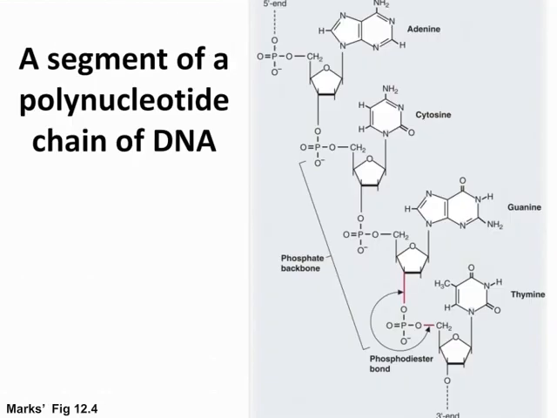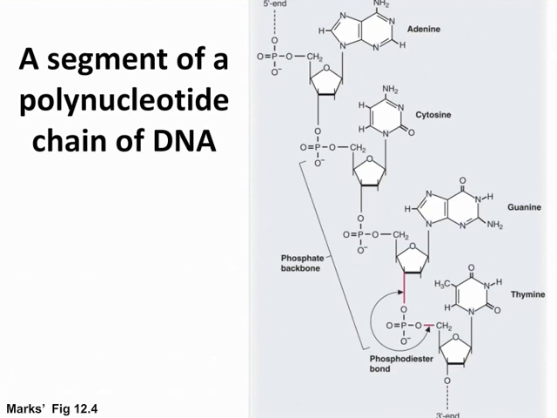So earlier we saw a polynucleotide of RNA. Here is a polynucleotide of DNA. So they look very similar. The only difference is the sugar. So the sugar for DNA is deoxyribose, whereas the sugar for RNA is just ribose.